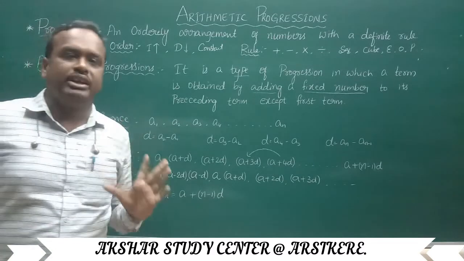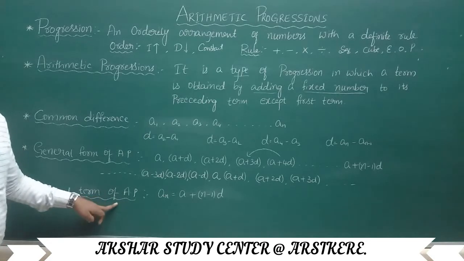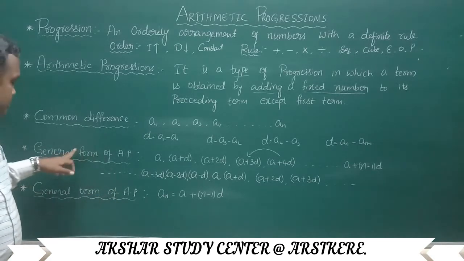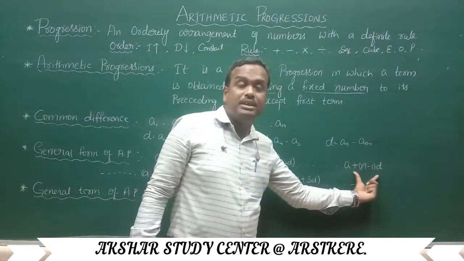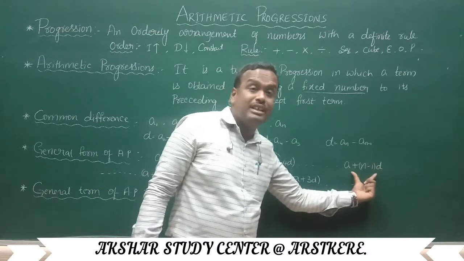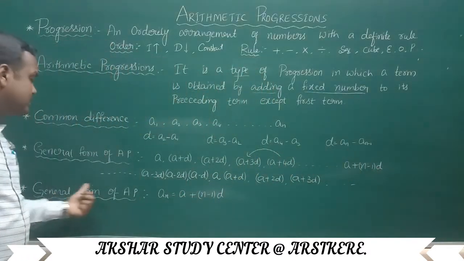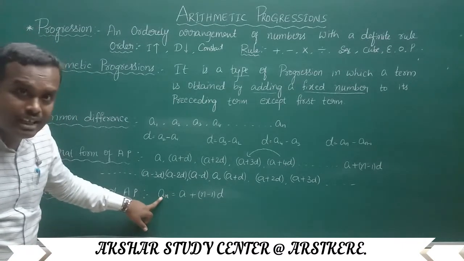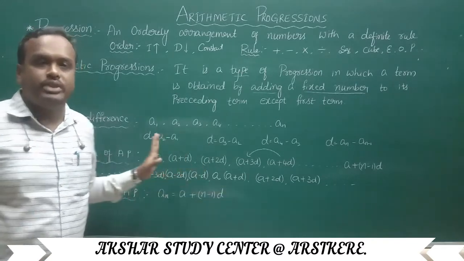And the last and final thing is the general term. One more name for it is the last term. In the arithmetic progression, which is the last term, children? Yes, sir, this is A plus N minus 1 into D. The same thing we are going to call the general term. That is the last term, symbolically represented as An. An is equal to A plus N minus 1 into D.